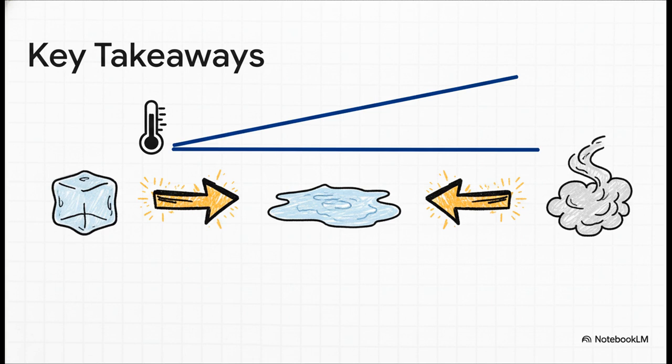This hidden heat is called latent heat. We have latent heat of fusion for melting and latent heat of vaporization for boiling. And finally, because of this latent heat, particles in steam at 100 degrees have much more energy than particles in water at the same temperature.